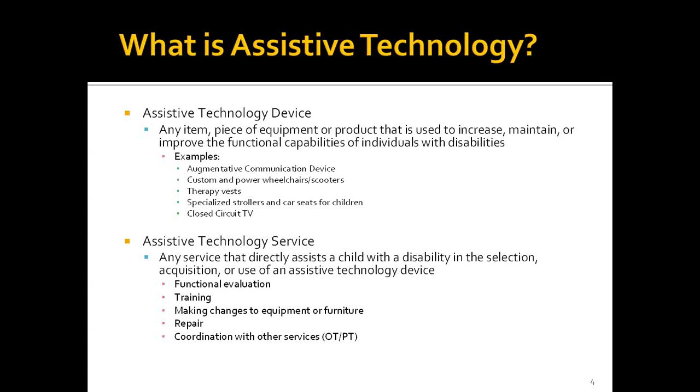So really, it can be anything, technically, from a specialized pencil holder to the most complex piece of high-tech machinery that you might be using. So it's very broadly defined, as long as it's a thing that can be used to assist somebody and improve their functionality. And then an assistive technology service is anything that a person does to help either obtain, evaluate, or keep functioning the piece of assistive technology equipment or device.